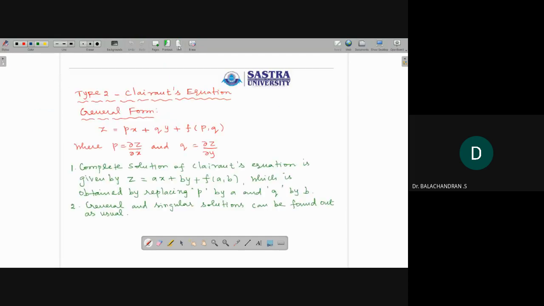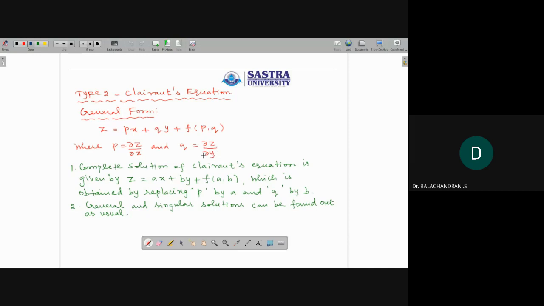Okay. So next, type 2, Clairaut's equation. I will solve one problem from Clairaut's equation, a simple problem, and then we will leave. The general form of Clairaut's equation is z equal to px plus qy plus a function of p and q, where p is dou z by dou x and q is dou z by dou y.